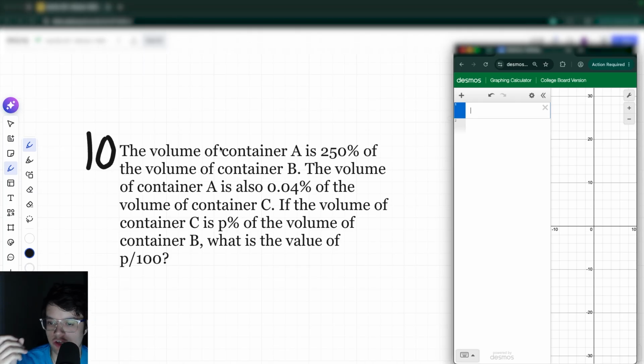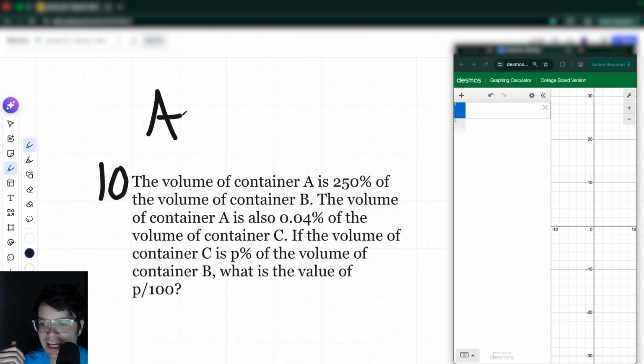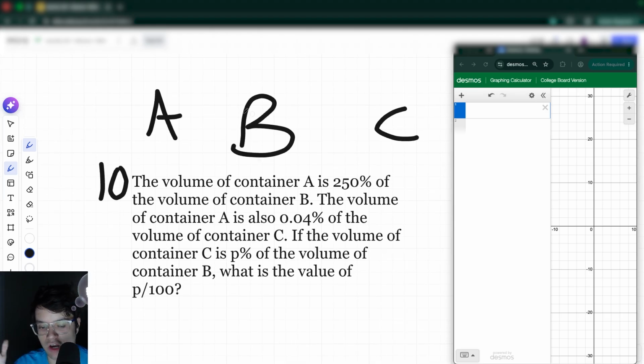Okay, one thing I just have to address real quick is if it looks something like this. We have here the volume of container A is 250% of that of B. Volume of container A is also 0.04% of the volume of container C. And C is P% of container B. All this kind of random information in this problem. We have 3 different containers, A, B, and C, and now they're giving us different information about their relationship. When you have multiple different variables and each one is a percentage of another one, you should go to the Desmos regression way of solving a problem like this.